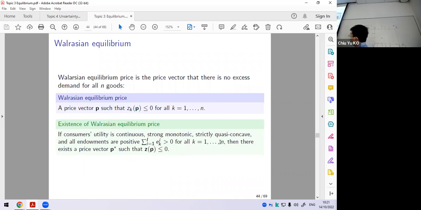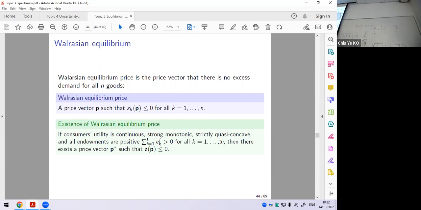So we try to prove there's a price vector such that this is less than or equal to 0. In general, if you put in a stronger assumption, you can actually prove this is 0. If you look at the textbook, they put in a stronger assumption there, but I use a weaker assumption. If you assume continuous, strongly monotone, and so on, then you get a price where people don't want more than we have.